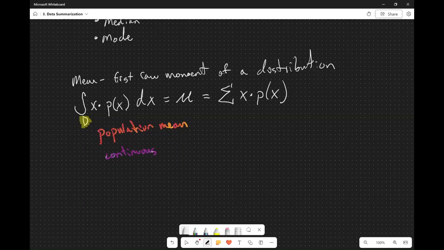But what if we're only talking about a sample? If we're only talking about a sample, then my domain space becomes countable and finite. So we're going to denote X bar as the sample mean. We'll call this right here the sample mean, and it is discrete. And we're going to say this is equal to, instead of probability of X, I need my sample to be a random sample. So I'm going to put that here as assuming a random sample.